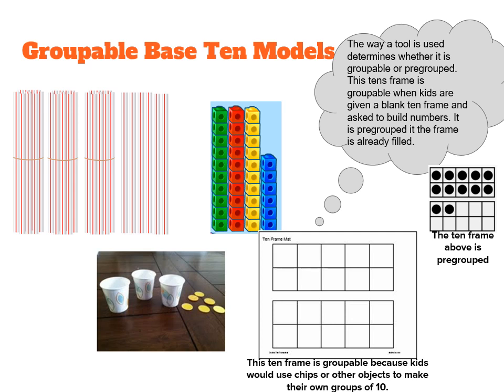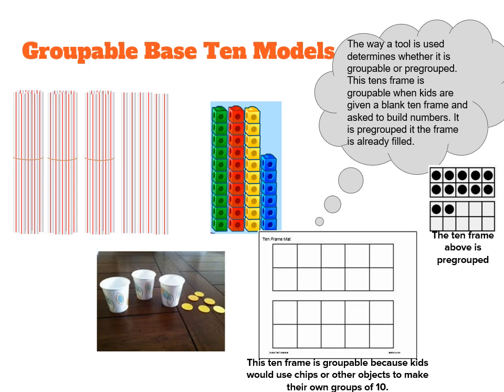Another model that's actually groupable is using a 10 frame. So maybe if I gave kids this frame and I said, show me 14, how many 10s and how many 1s are in 14? They would actually put chips into each one of these frames and then have 4 extras, all right? Because kids are actually putting the chips on that frame, it's called a groupable base 10 model, all right?